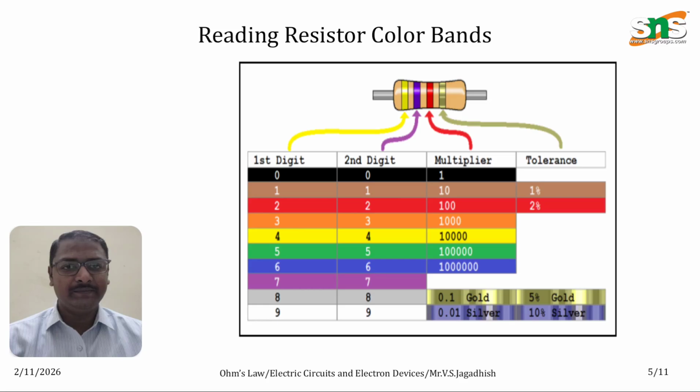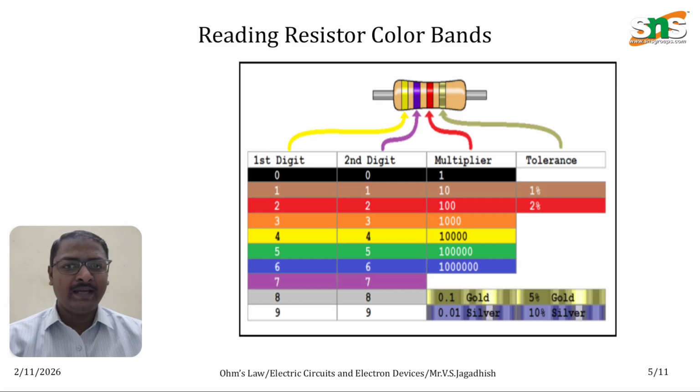So totally it is 4700. So the value of resistor is 4.7 kilo ohms or 4700 ohms. The last represents a tolerance, that is gold in color. So it represents a tolerance of 5%.